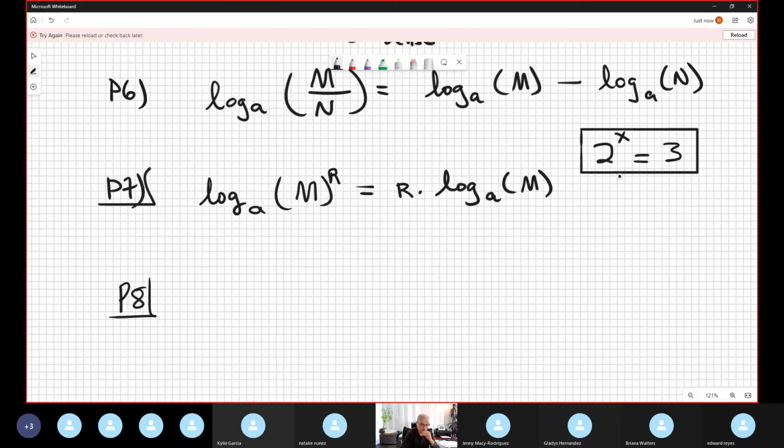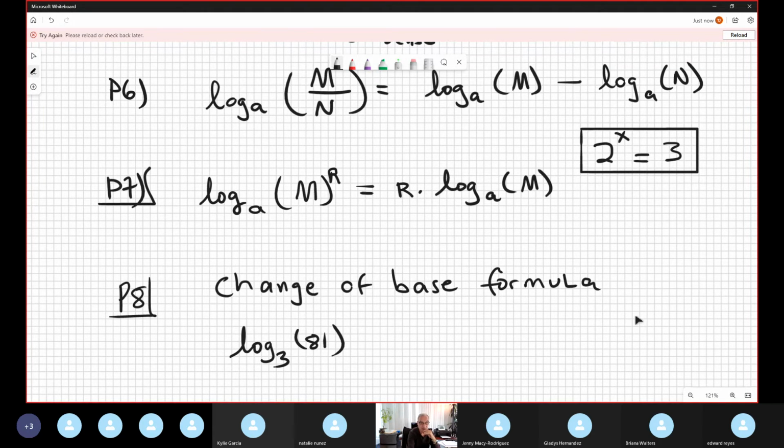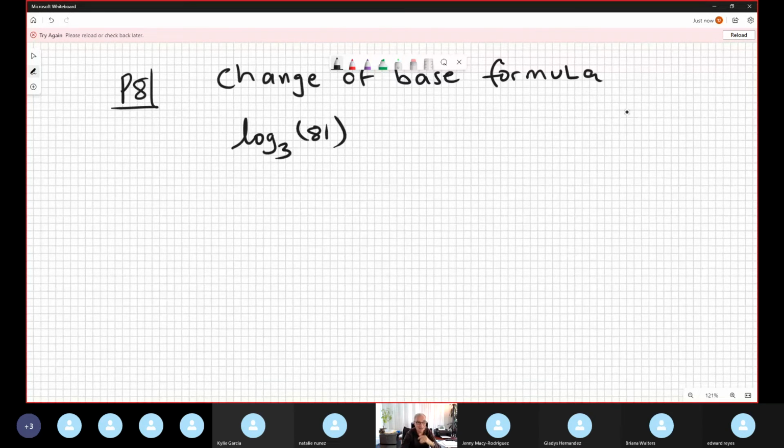Property number 8 is important, and it receives a specific name: change of base formula. It's a formula que allows us to change the base. Suppose you have, I don't know, logarithm base 3 of 81, and you can change the base to a standard base. So we have a standard base.